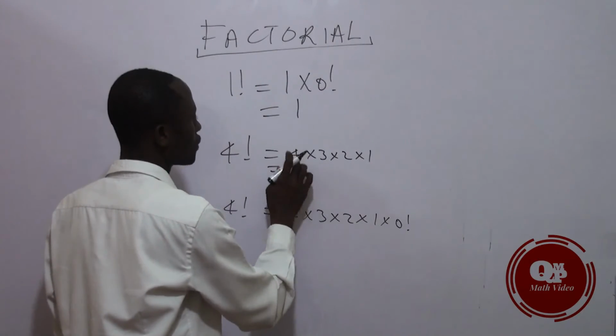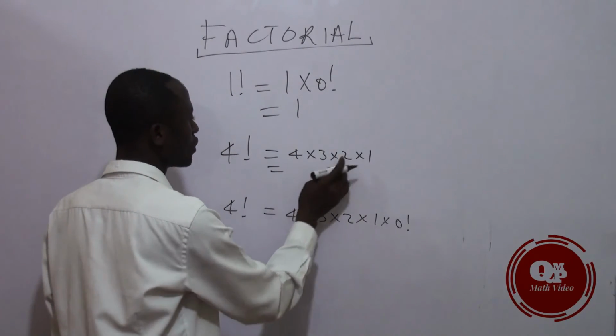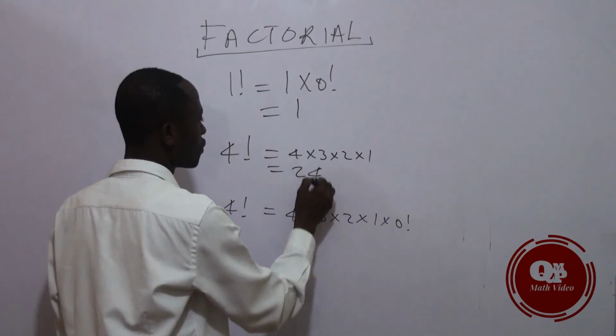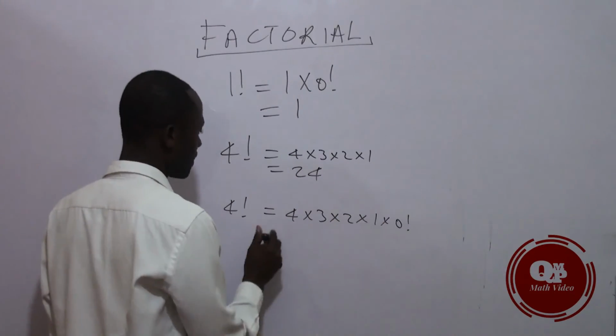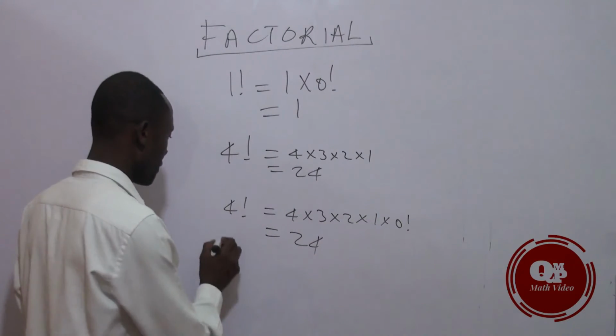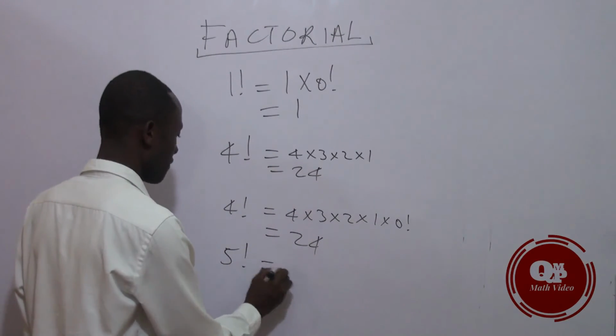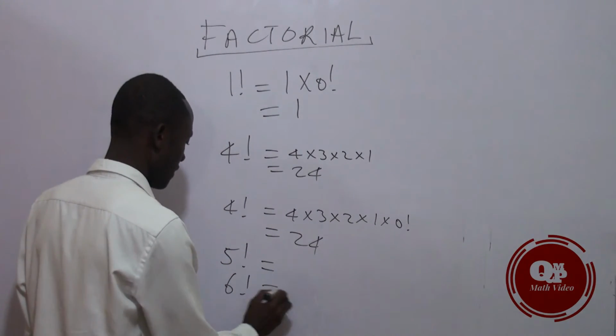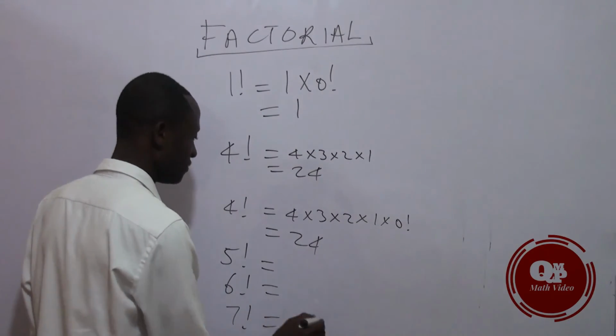So here we have what? 4 times 3 is 12, times 2 is 24. Yes, so 4 factorial happens to be 24. And the same way, we have 24. Work this one on your own: 5 factorial, 6 factorial, 7 factorial.